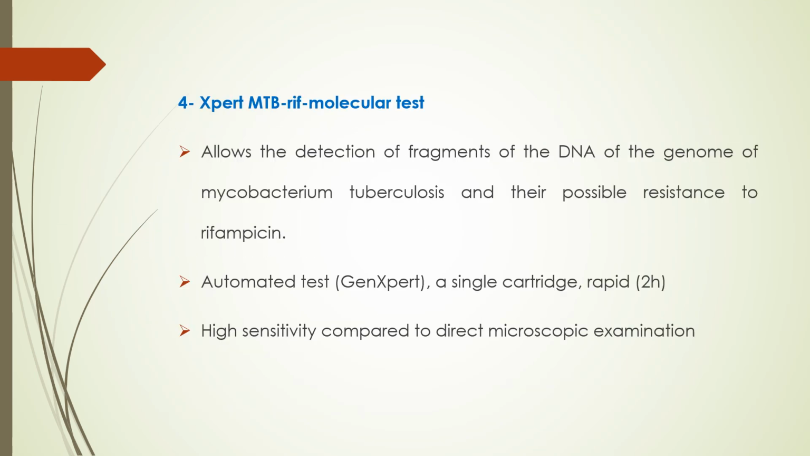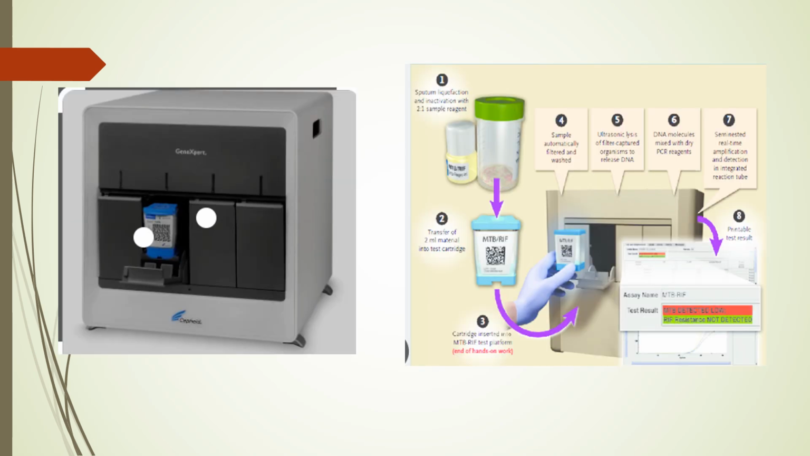In recent years, we have what we call Xpert MTB with molecular tests. It allows us to detect the DNA of the genome of Mycobacterium tuberculosis and their possible resistance to one of the therapies that we call rifampicin. It's an automated test, a single cartridge, a rapid result in 2 hours with high sensitivity compared to the microscopic examination. As we can see here, we have the device, the GeneXpert, and we take the sample, we put it in this cartridge, and we put it on the device, and we have the results in 2 hours.